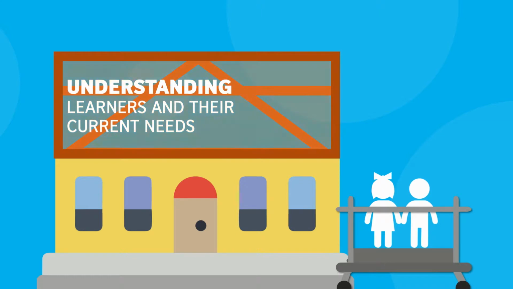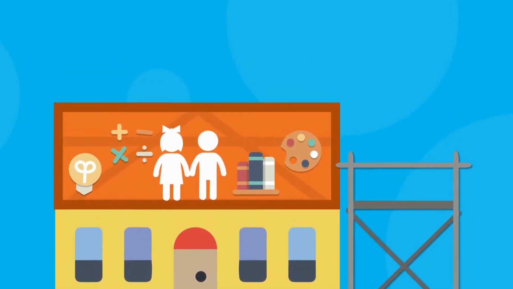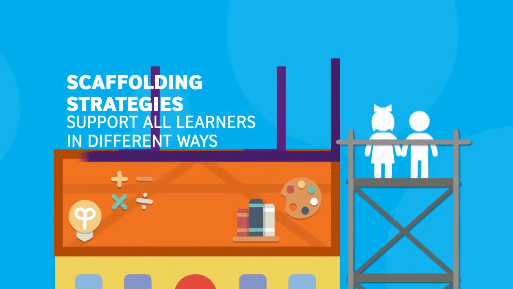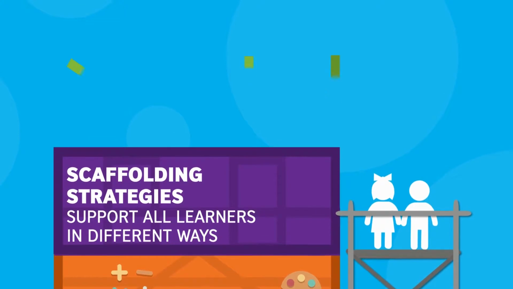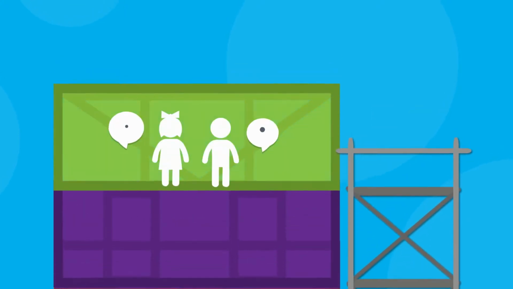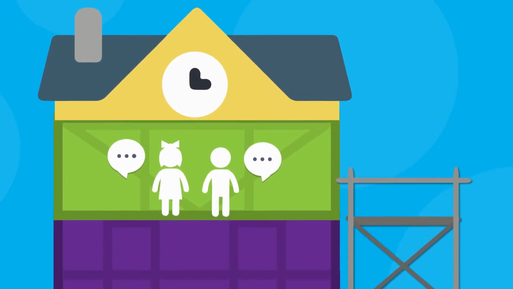Scaffolding strategies involve an understanding of learners and their current learning needs, and these strategies support meaning and understanding in achievement and meeting learning outcomes. Scaffolding strategies support all learners in different ways. An example of a scaffolding strategy may be for a teacher to use the home or familiar language to explain a concept, or to encourage a learner to respond in their familiar language.